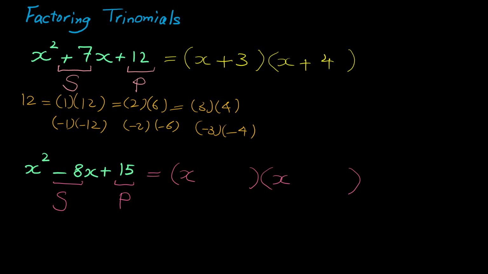So what numbers multiplied by each other can give you 15? Negative 1 times negative 15 is one choice. Negative 3 times negative 5 is another choice. Negative 1 plus negative 15 is not negative 8. So this is not the answer. But negative 3 plus negative 5 is exactly negative 8. So these are the numbers that we are looking for. The first bracket is x minus 3, the other bracket is x minus 5. So we can factor this trinomial in the form of x minus 3 times x minus 5.